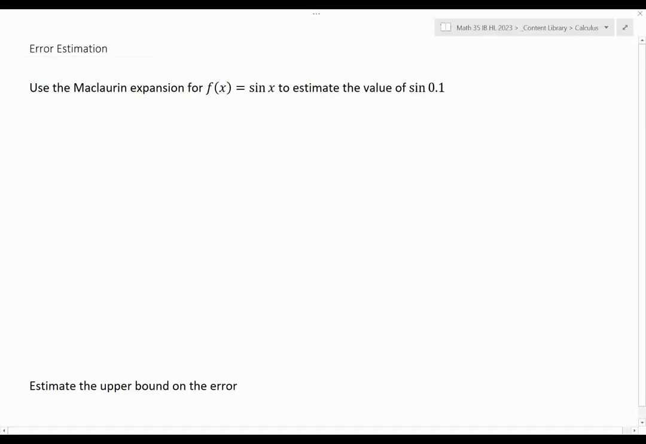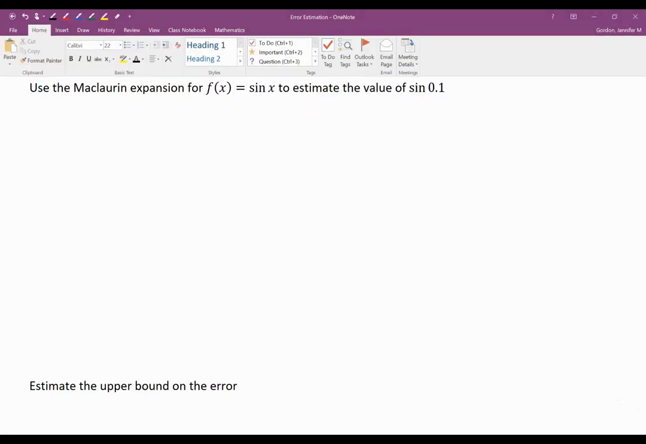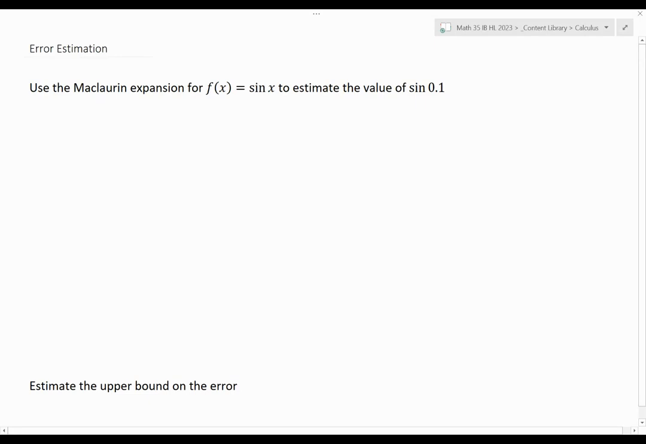Hi, in this video we're going to look at estimating the size of our error when we use Taylor or Maclaurin expansion to estimate something. So we're going to use the Maclaurin expansion for sine of x to estimate the value of sine 0.1. Since we're estimating a value that is pretty close to zero, the Maclaurin series centered at zero is a good one. I'm going to put the first three non-zero terms here.